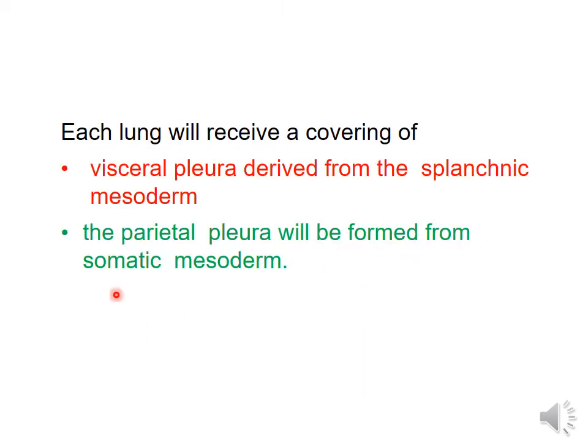Each lung will receive a covering of visceral pleura and parietal pleura. The visceral pleura is derived from the splanchnic mesoderm, and the parietal pleura will be formed from the somatic mesoderm. This is the dorsal part of the lateral plate mesoderm, and this is the ventral part of the lateral plate mesoderm.